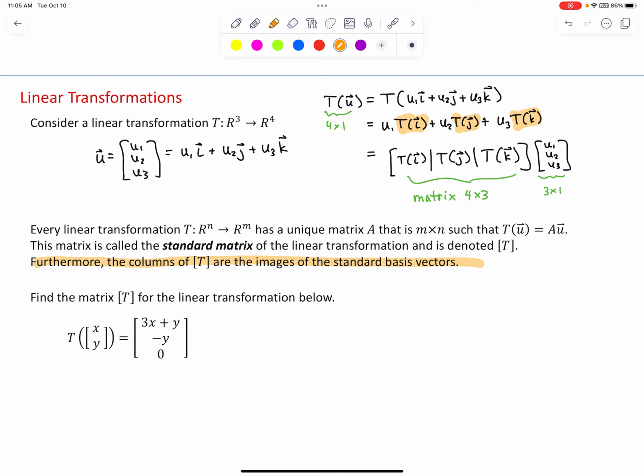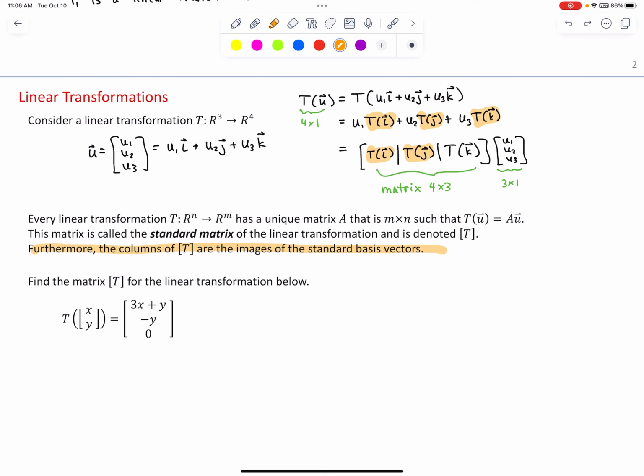And looking at our work above, you can see that the first column right here is the image of the first standard basis vector. The second column is the image of the second standard basis vector. And then the third column is the image of the third standard basis vector. This pattern will hold for all linear transformations.